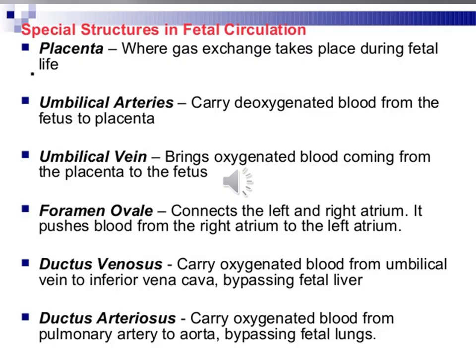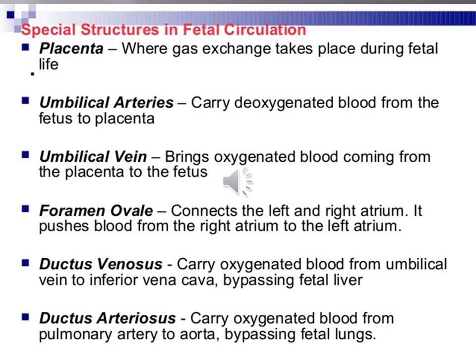Here are some definitions of some important structures in the fetal circulation. The placenta, where exchange takes place during fetal life. Umbilical arteries carry deoxygenated blood from the fetus to the placenta. Umbilical vein, which brings oxygenated blood coming from the placenta to the fetus. Foramen ovale, which connects the left and right atrium and pushes blood from the right atrium to the left atrium.